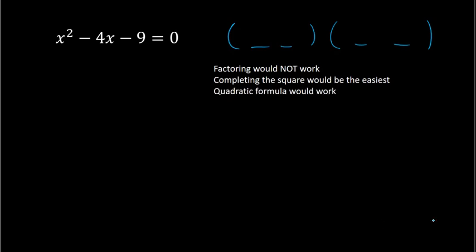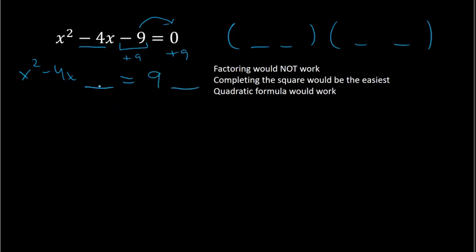And like we said, the quadratic formula would work if we wanted to. But using completing the square, this would be not too bad because this middle number is an even number. Okay, so to do this with completing the square, you'd have to bring this negative 9 to the right side. And you do that by adding 9 to both sides. So now we have x squared minus 4x equals 9.